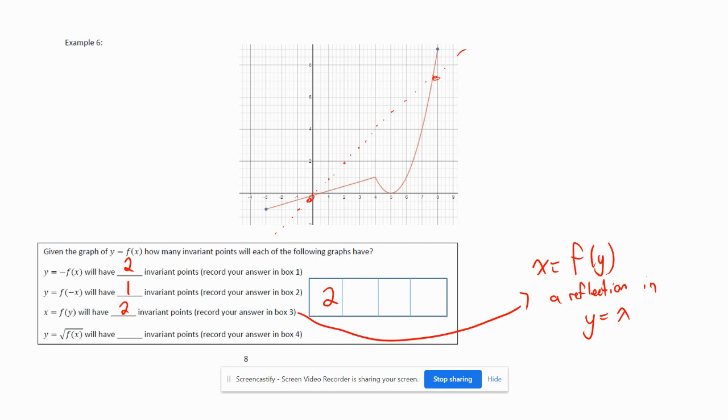For our third one, y equals square root f of x. Where do our invariant points happen for square root functions? This was today's topic. This happens when y equals 0 and when y equals 1. Okay, so where does y equal 0? Well, 1 here, 1, 2. Where does y equal 1? Here and here. Okay, so that means we're going to have 4 invariant points for this transformation. So our answer for this numerical response will be 2, 1, 2, 4.